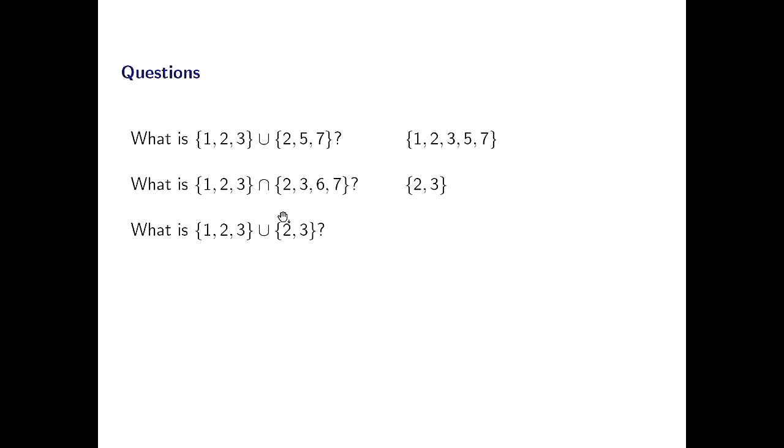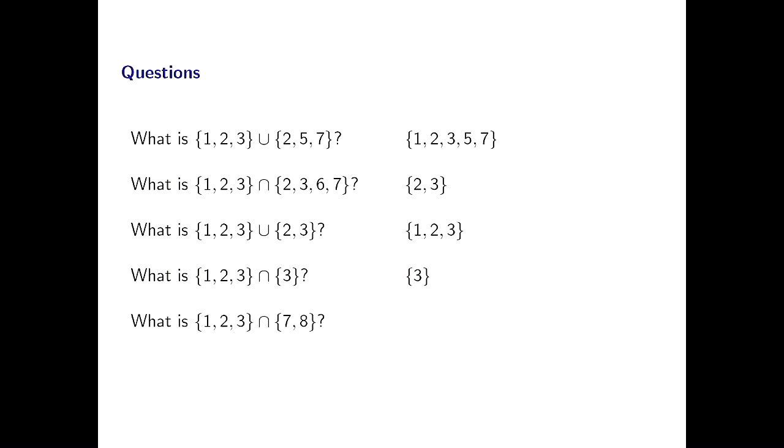What's this? Just the set containing 1, 2, and 3, because if I take a union of any set with a subset of that set, I'm just going to get the set back. Taking a union with a subset doesn't change things. What about this? Just the set containing 3. How about this? Empty set, right? There's nothing which is in both of these sets. So good, good. Any questions on that? Okay.